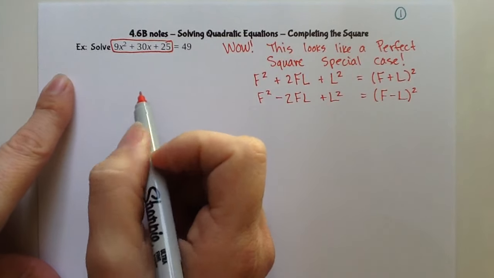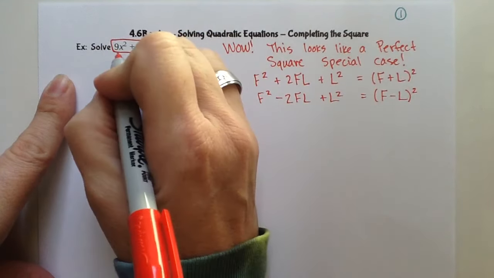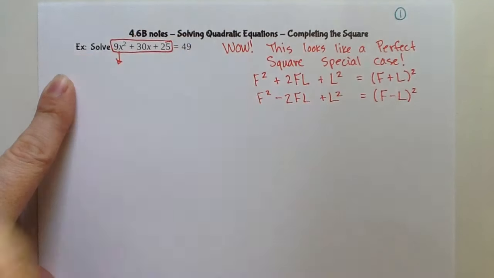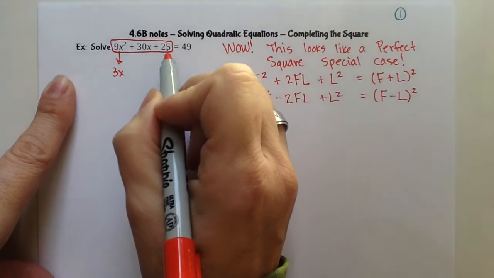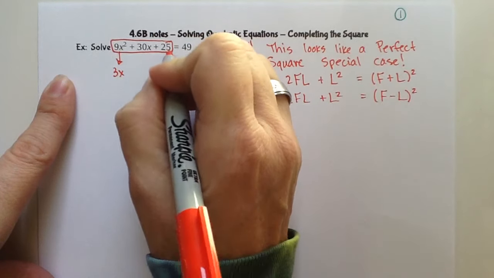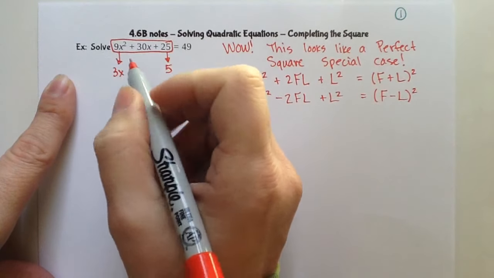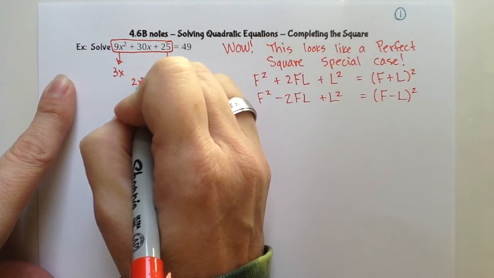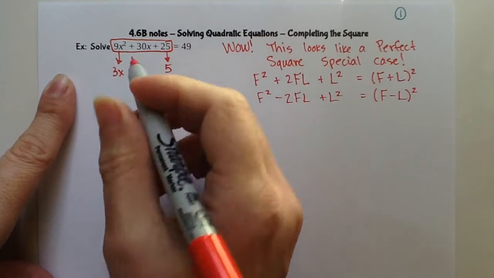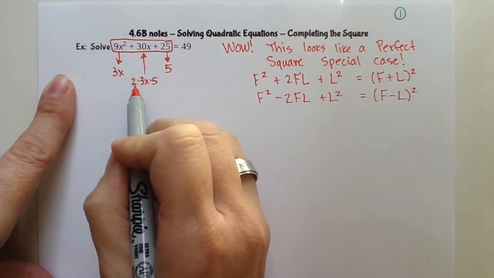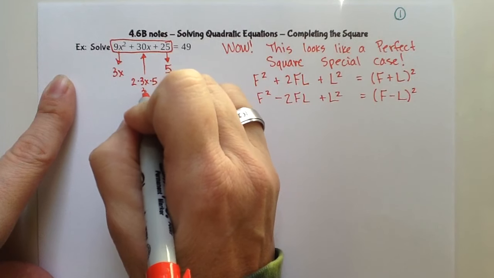So to check and see if it's a perfect square, we look at this first term and we kind of unsquare it. 9x squared unsquared gives me 3x. We look at the last term and we unsquare that. 25 unsquared gives me 5. And then I multiply those together times 2. 2 times 3x times 5, and see if that gives me that middle term. 2 times 3x is 6x. 6x times 5 is 30x.